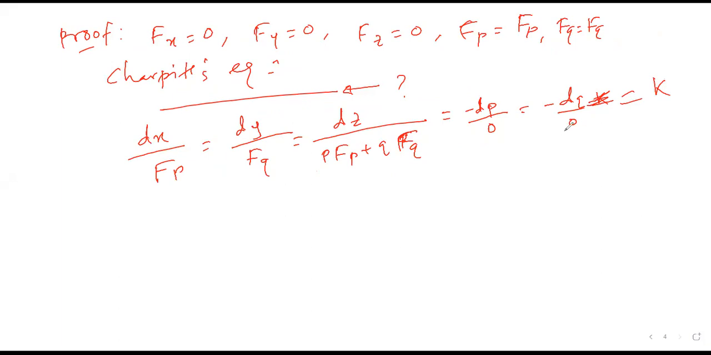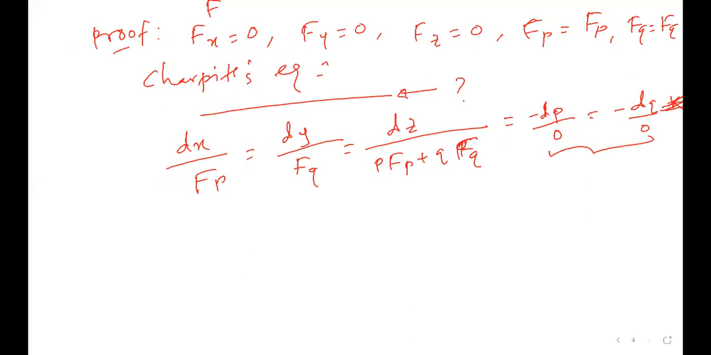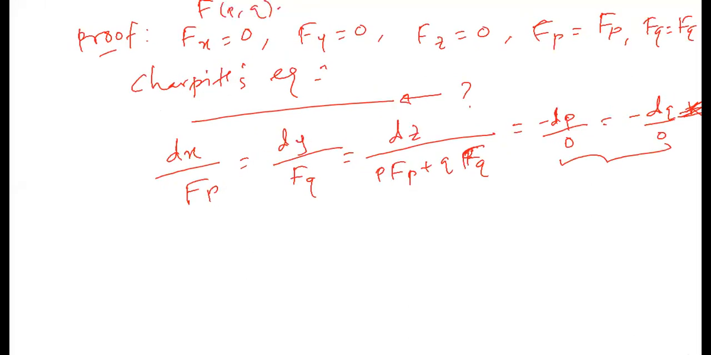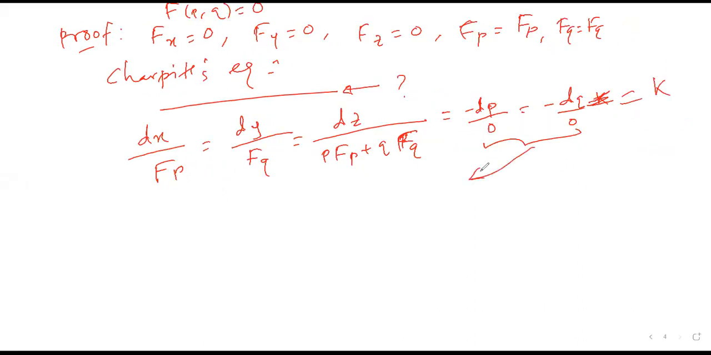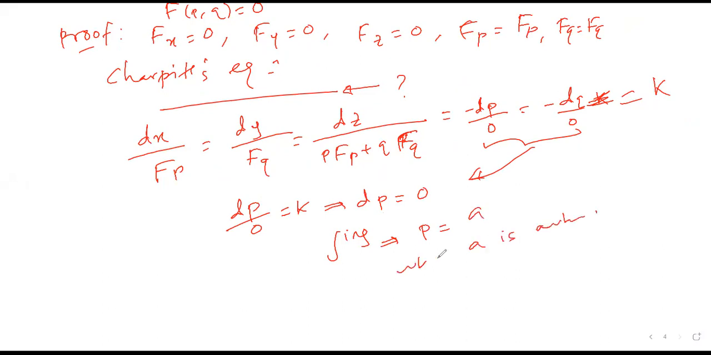So let's first solve this one, because this first equation only depends on p comma q, no? So we only have those terms. First of all, I'm going to take these two, okay? If I take dp over 0 is equal to k, then my dp will be 0. Okay, so integrating, what you'll get? p is equal to, let's say, a, where a is an arbitrary constant. You have to write the steps very correctly, okay?